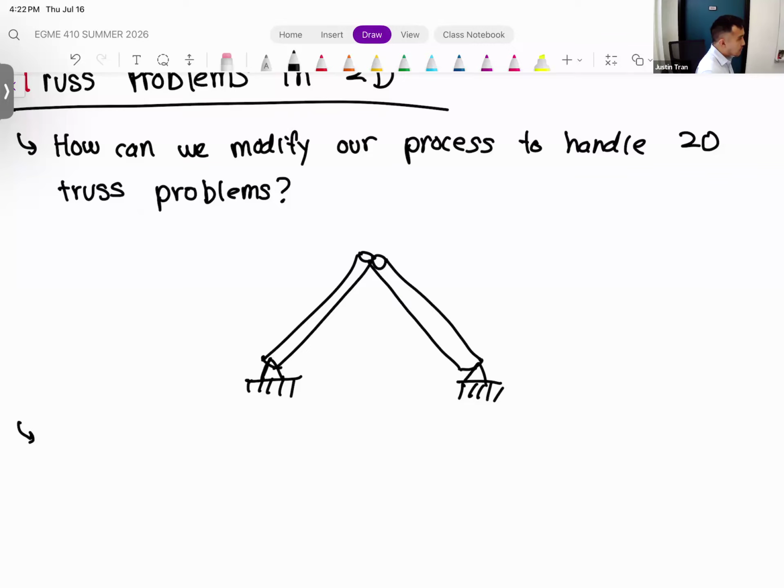The challenge that we're going to have here is that we know that truss bars can only support forces and deformations along their axial length, basically in tension and compression.